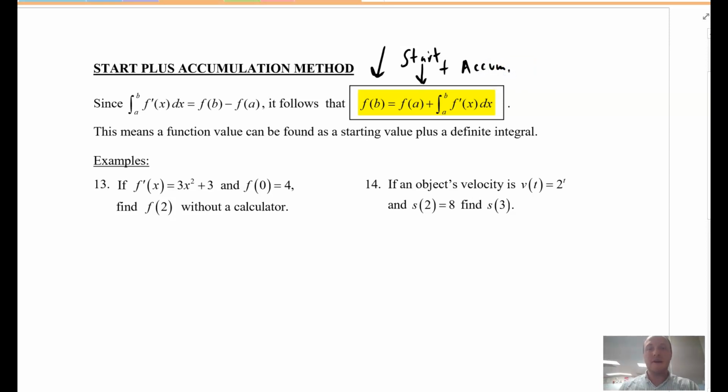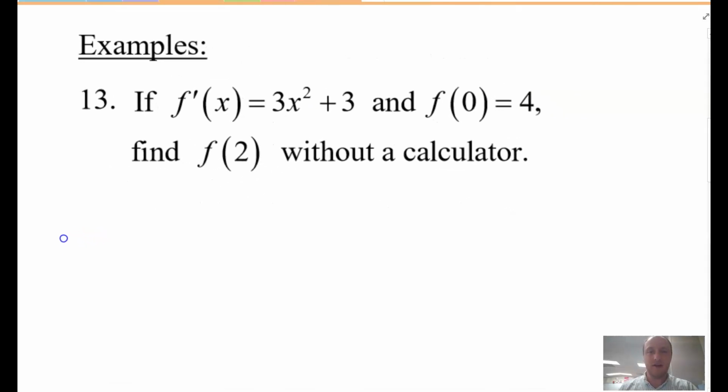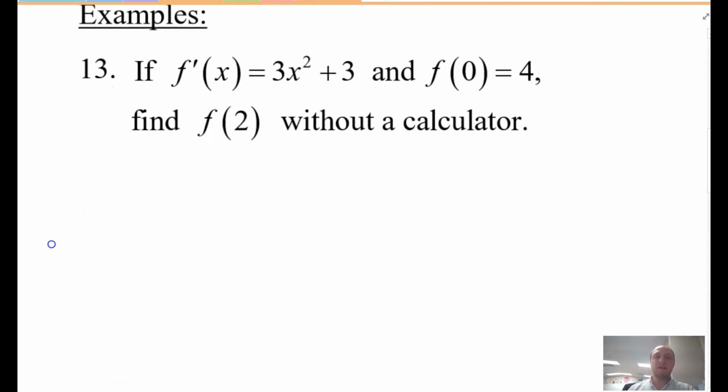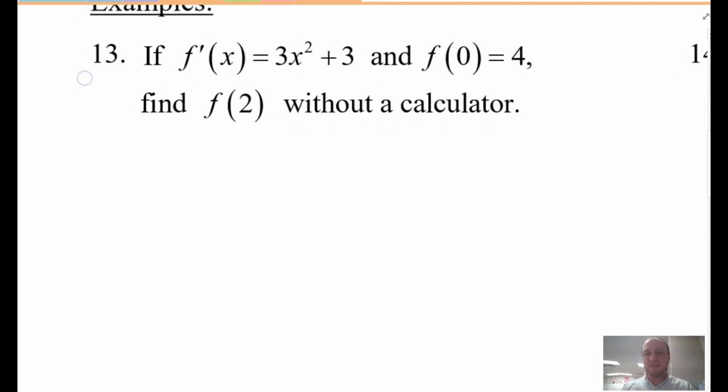Okay, so let's go ahead and look at some examples here. We have: if f prime of x is equal to 3x squared plus 3 and f of 0 is equal to 4, find f of 2 without a calculator. And maybe you're thinking, hey, this is an initial value problem. And I mean, that's kind of right? It's the same way, except it's slightly different. And I'll show you. It'll make more sense on 14. This one kind of looks just like an initial value problem.